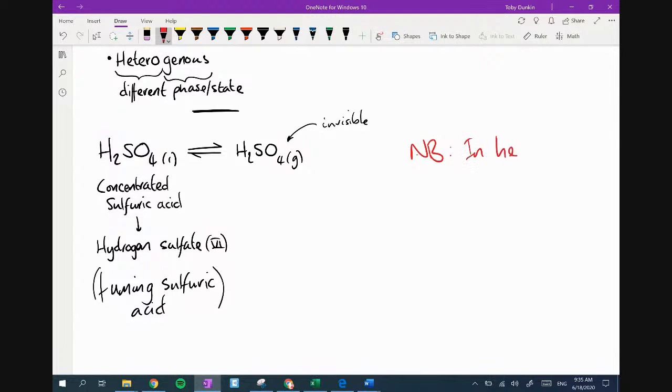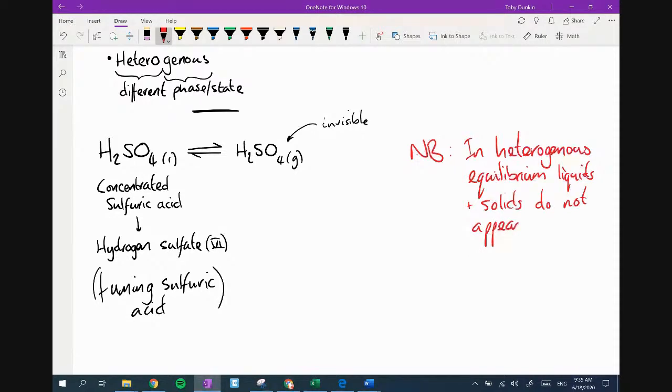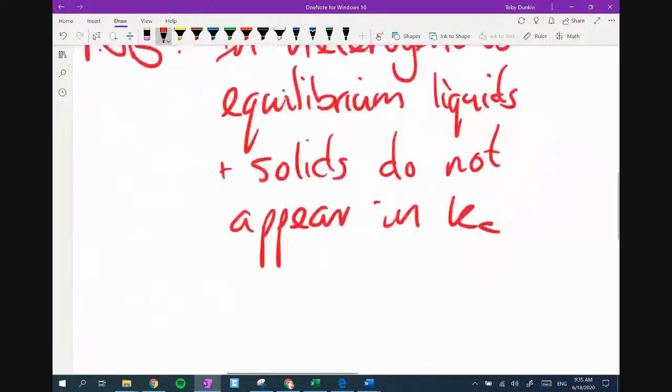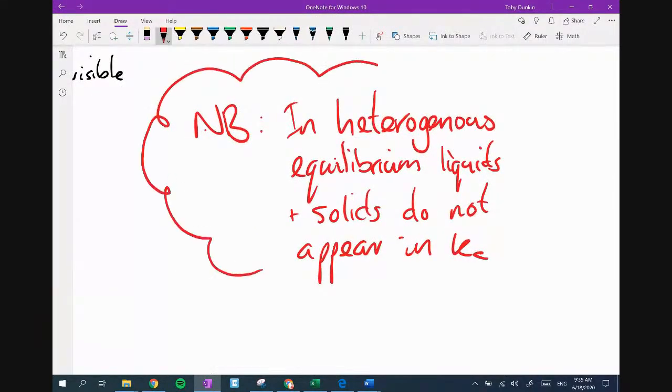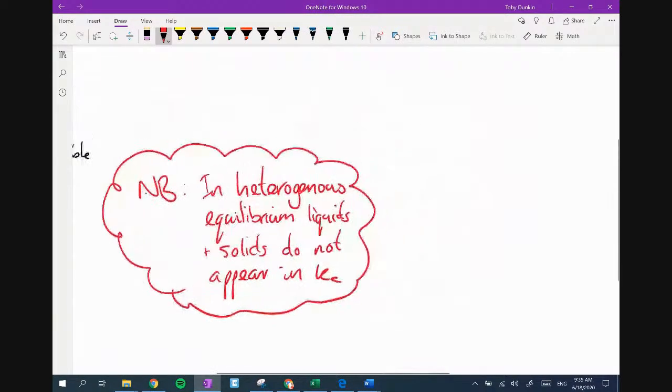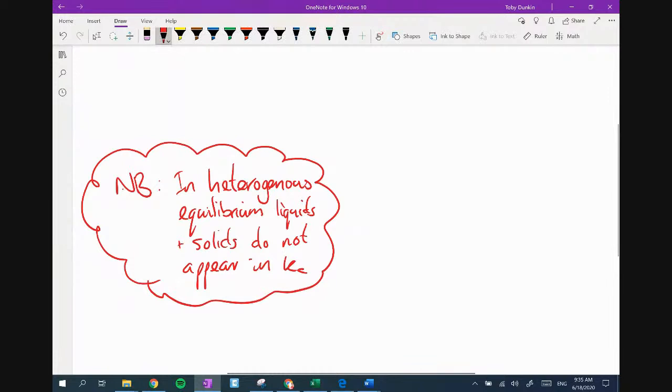In heterogeneous equilibriums, liquids and solids do not appear in Kc. The reason being that in Kc we are using concentrations. If anybody wants the understanding of this, I'm happy to give it to you guys.